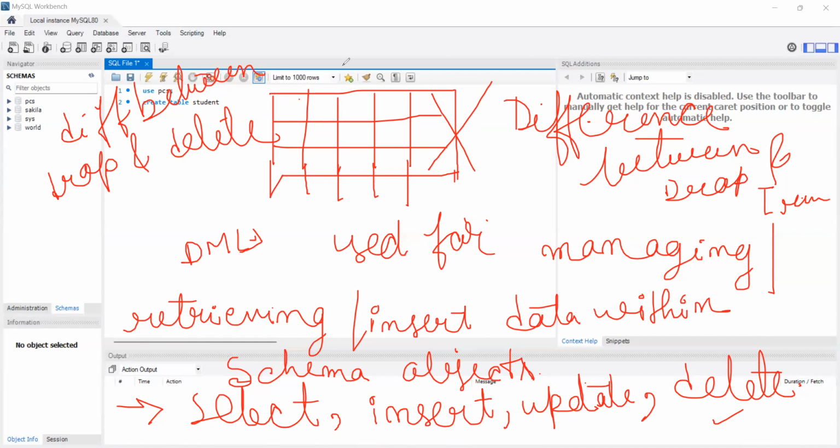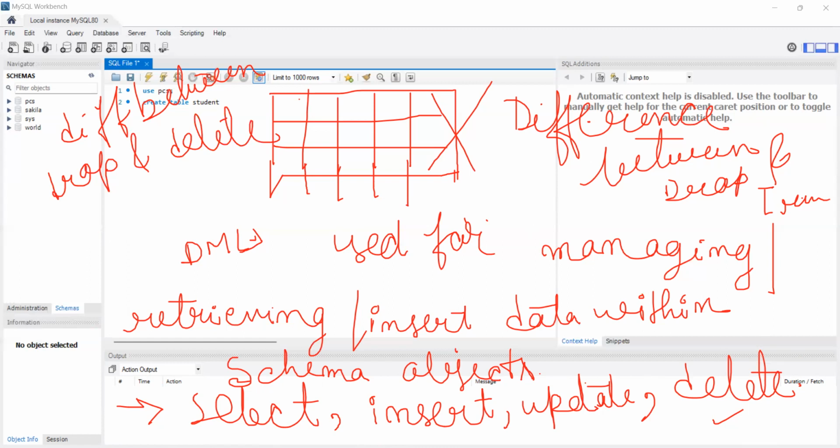First, drop is mainly used for deleting the entire table, and delete is used for deleting particular records from the tables. Obviously, drop we are using for deleting whole database, whole table. Delete is used for a particular record. And these things we do for DDL and DML commands.